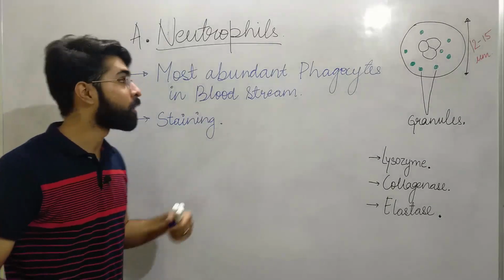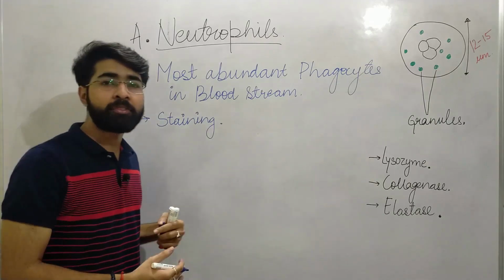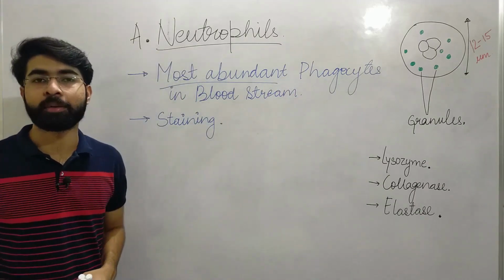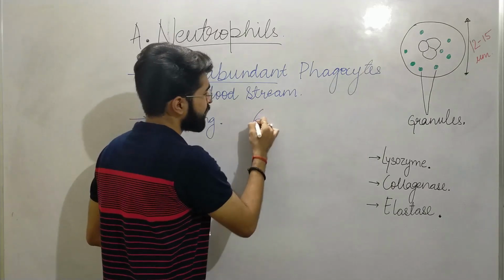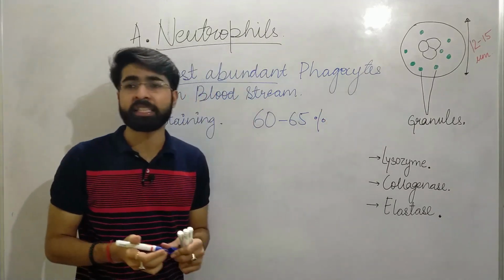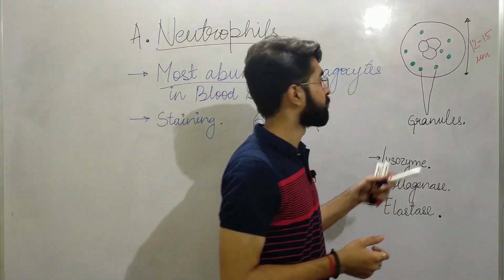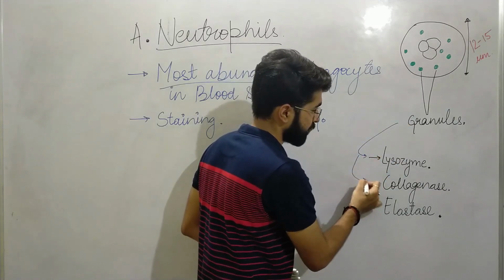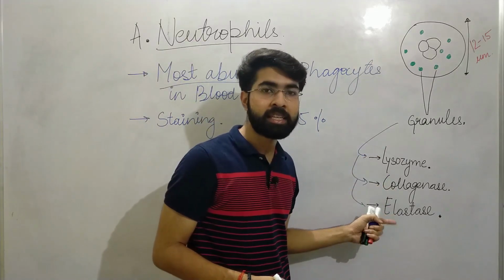So guys, now let us talk about neutrophils. Neutrophils are generally the most abundant phagocytes in the bloodstream, that is, the largest number of phagocytes circulating in the blood. They make up about 60 to 65% of the circulating WBCs. Their granules contain three different enzymes: lysozymes, collagenase, and elastase.